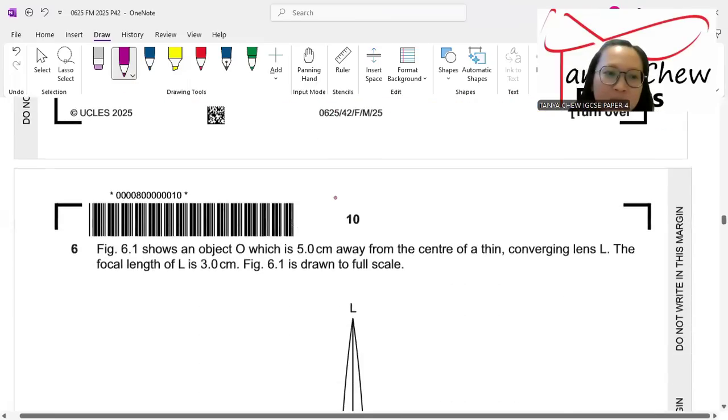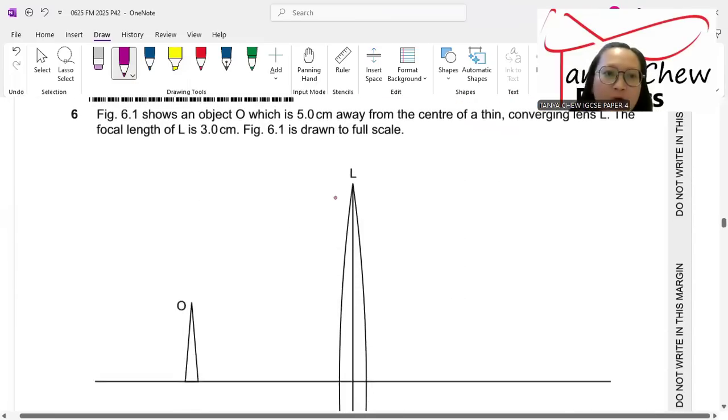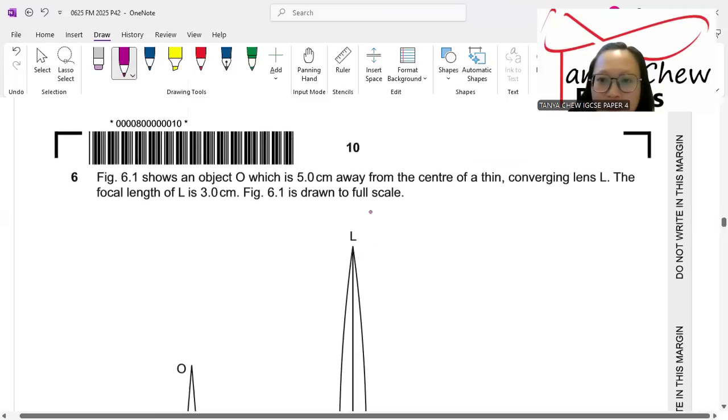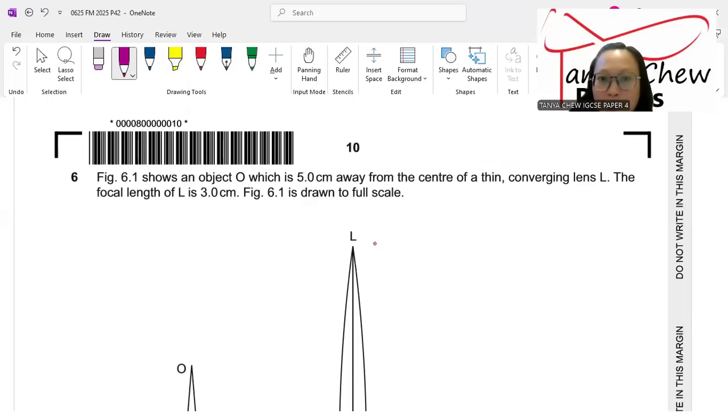Now, question number 6. Fig 6.1 shows an object O which is 5 cm away from the center of a thin converging lens L. The focal length of L is 3 cm. Fig 6.1 is drawn to full scale.